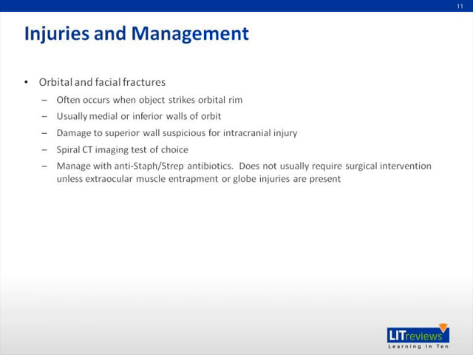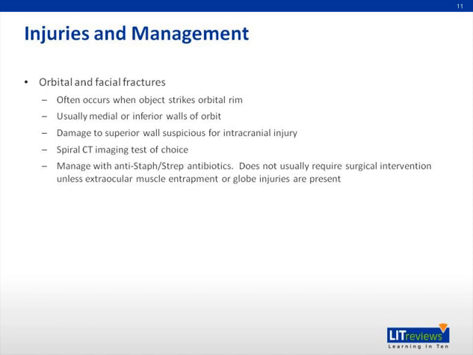So orbital and facial fractures. When there's a periorbital injury, or even when there is orbital injury as well, you'll have a situation where a big blunt object strikes the orbital rim. A lot of times these are referred to as blowout fractures, and they're often on the medial and inferior walls of the orbit. Generally speaking, these can be managed conservatively, but you do want to image them if you suspect a fracture there. To make sure of a couple things.